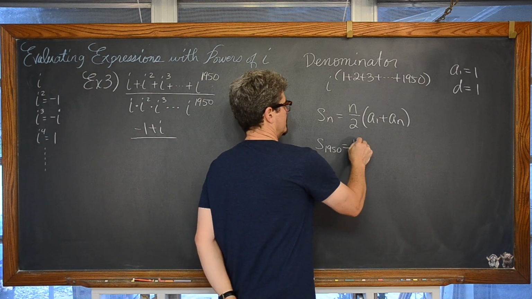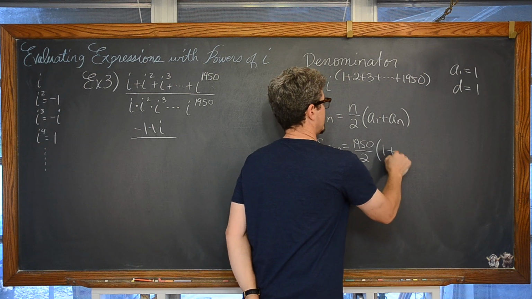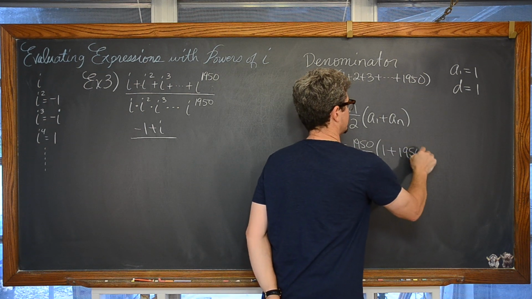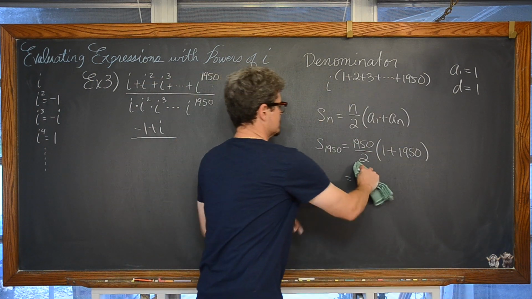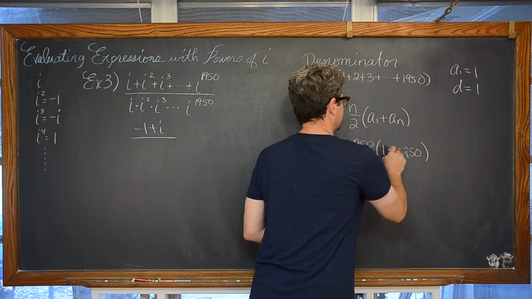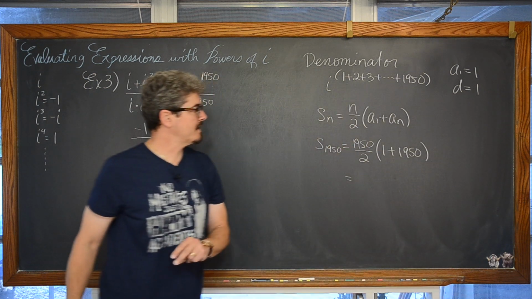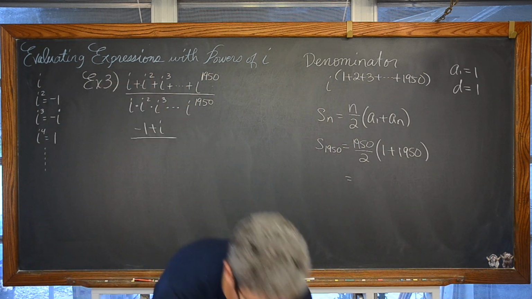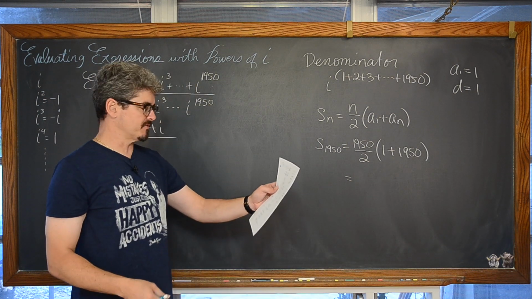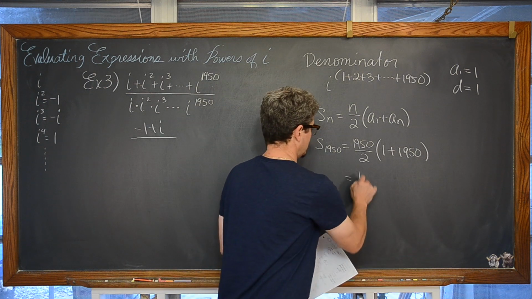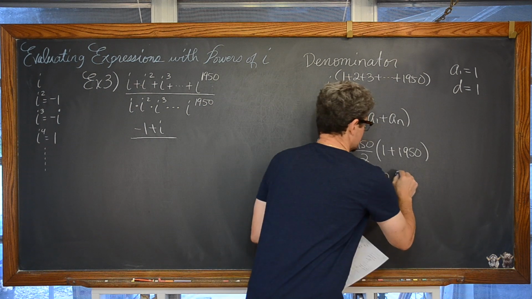So we have 1950 divided by 2. A sub 1 is 1. A sub n is 1950. So whatever this comes out to, times 1,951, comes out to the grand total, which is some massive number, 1,902,225.